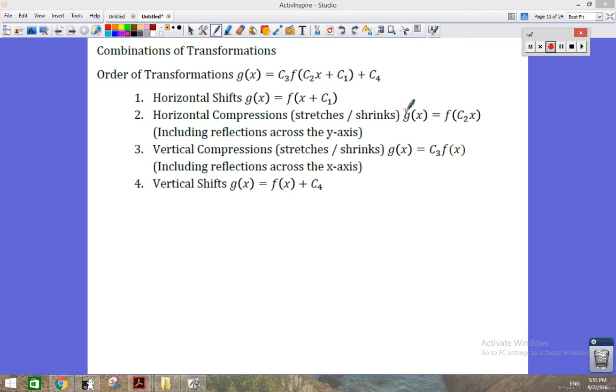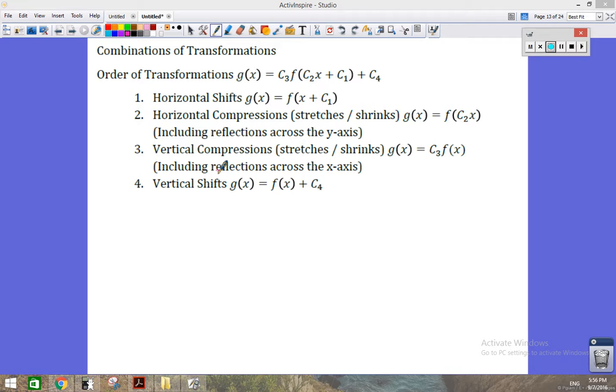And again, we need to know this order of transformations in order to do it. This is like the Please Excuse My Dear Aunt Sally. When you have several transformations, the order becomes important. First, you'll want to do horizontal shifts left or right. Then you'll want to do horizontal compressions, which means horizontally stretching the graph or horizontally shrinking the graph. And within that step 2, the order is interchangeable if you have a reflection across the y-axis. Then in step 3, you want to do your vertical compressions, which is vertical stretches and vertical shrinks.